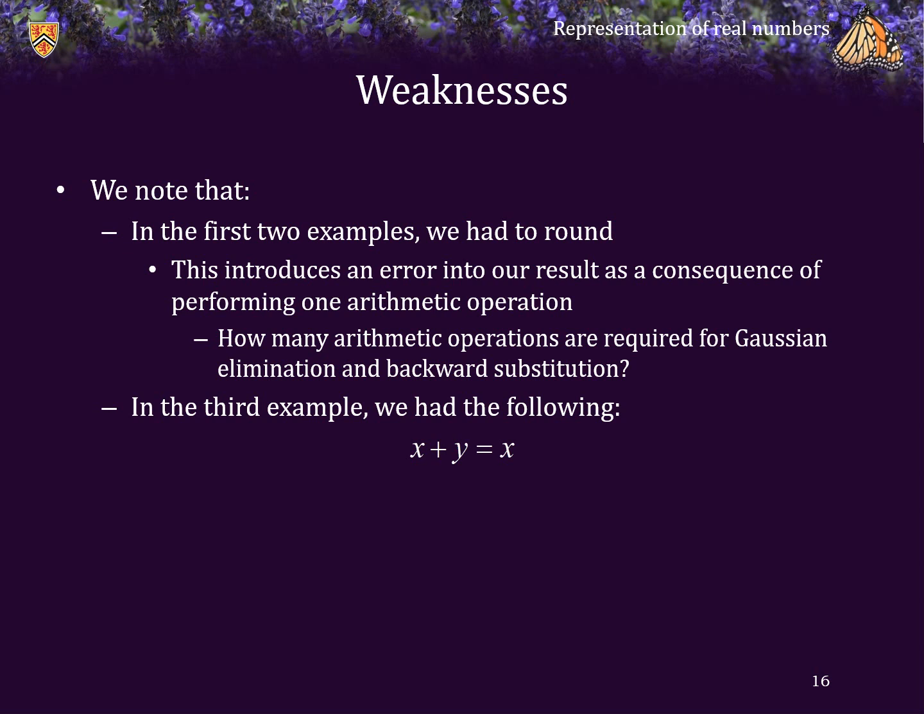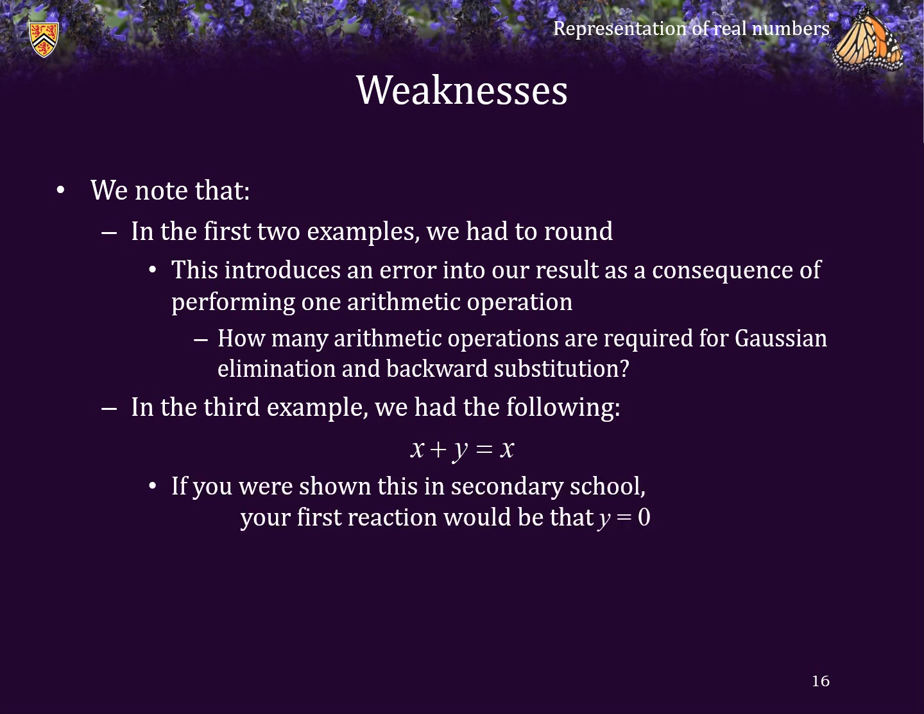In the third example, we had something even more bizarre. We had something of the form x plus y, but when we added them together, we got x. Now, in secondary school, if you were given this equation, you would immediately state, yes, y must equal 0. That's the only possibility. However, we see now with floating point numbers, this may not be the case. It is easy to add a very small number in magnitude to a larger number in magnitude and have no effect on the value of the larger number.